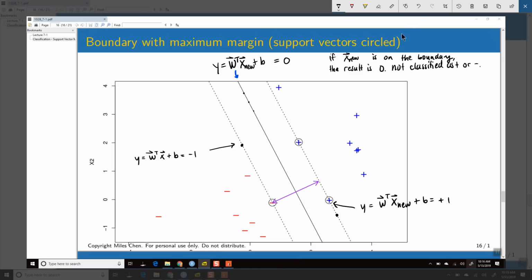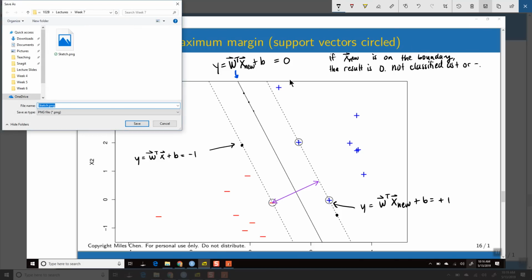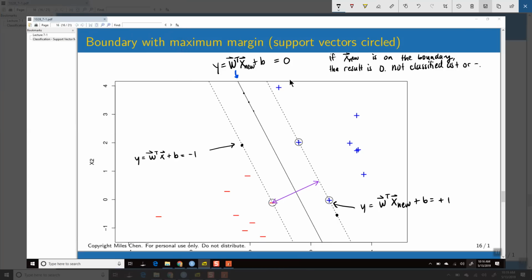And so let's see. Can I say this? Okay. No. So I'll call this sketch 2. Okay.